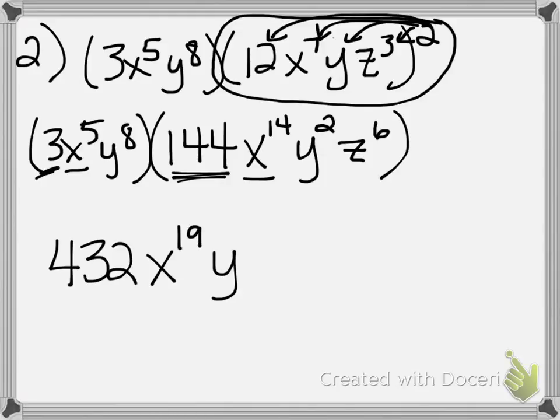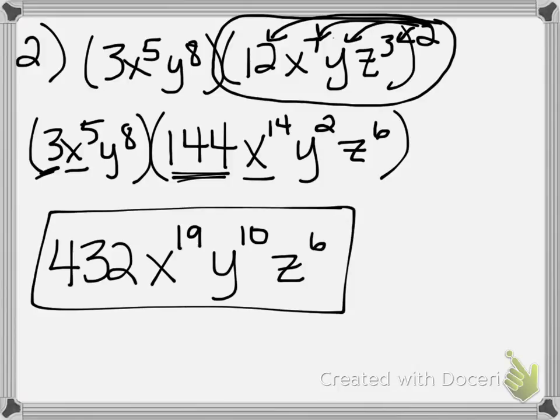And then y, so y to the 8th times y to the 2, so I have to do 8 plus 2, which is 10. And then that z has nothing to join with, so I just tack him on. So that one got a little bit more complicated. So now let's take it to the next level with our next problem, number 3.